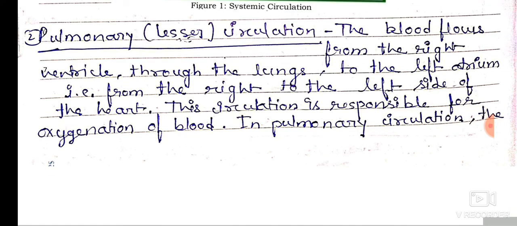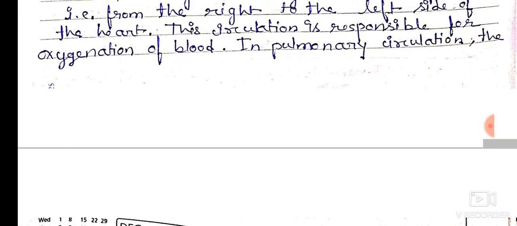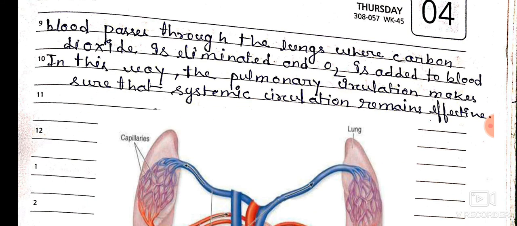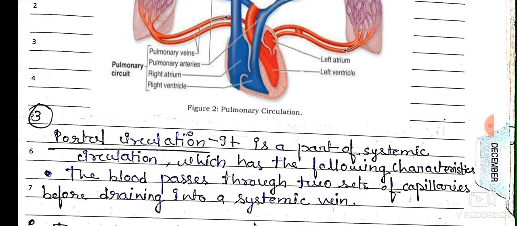Second is pulmonary or lesser circulation. The blood flows from the right ventricle through the lungs to the left atrium, that is from the right to the left side of the heart. This circulation is responsible for oxygenation of blood. In pulmonary circulation, the blood passes through the lungs where carbon dioxide is eliminated and oxygen is added to the blood. In this way, the pulmonary circulation makes sure that systemic circulation remains effective.